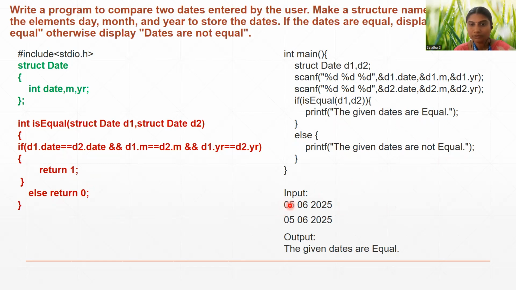So here is the output: 5, 6, 20, 25. Both are equal. Hence the output is: the given dates are equal.